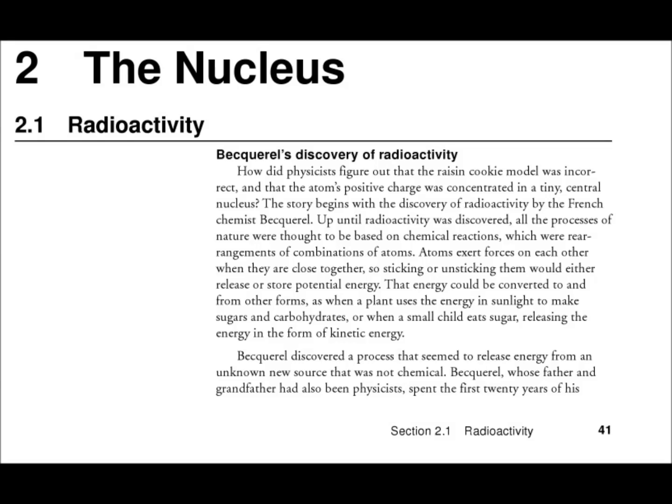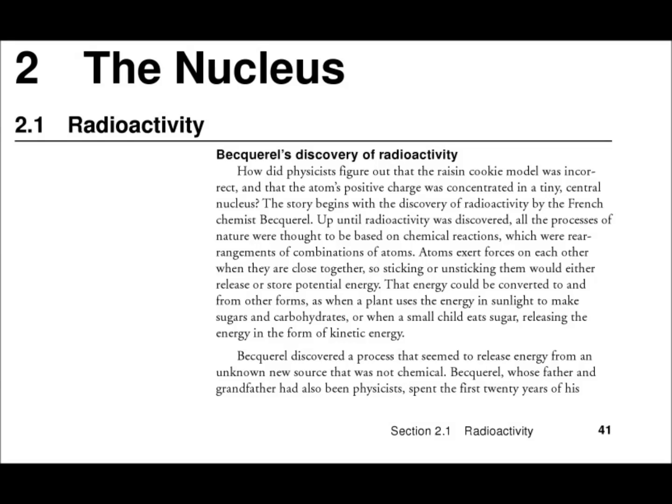The nucleus, beginning chapter 2. 2.1 Radioactivity. Becquerel's discovery of radioactivity. How did physicists figure out that the raisin cookie model was incorrect, and that the atom's positive charge was concentrated in a tiny central nucleus? The story begins with the discovery of radioactivity by French chemist Becquerel.